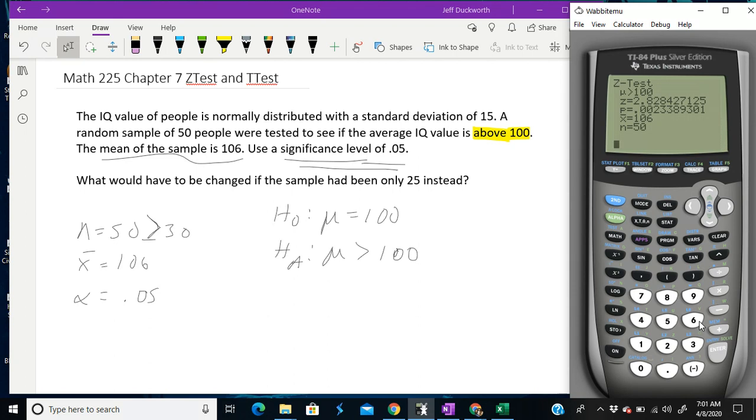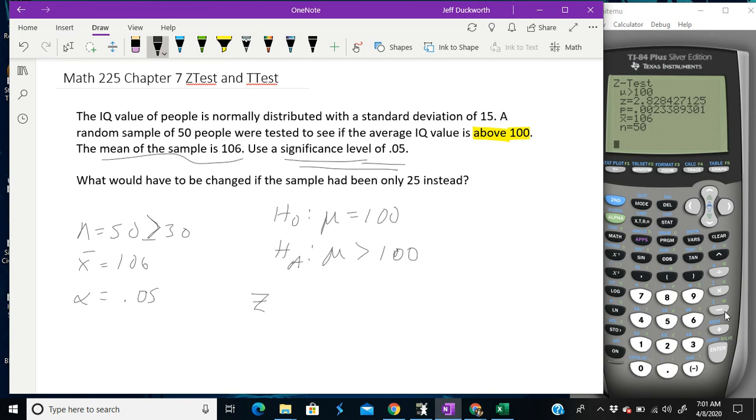All right, so this puts out a test statistic. So Z equals 2.83-ish. And the other piece of information is that p-value, and that equals 0.00234. Okay, so we could compare the Z to the one-tailed Z of alpha, but let's use the p-value since we have that.